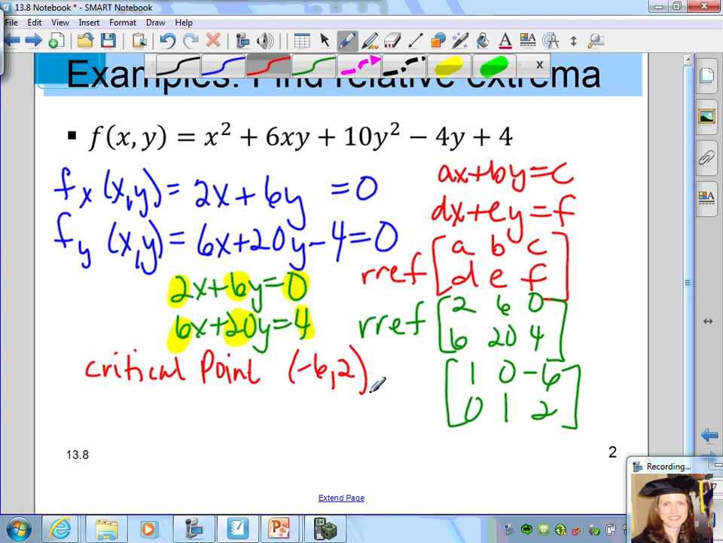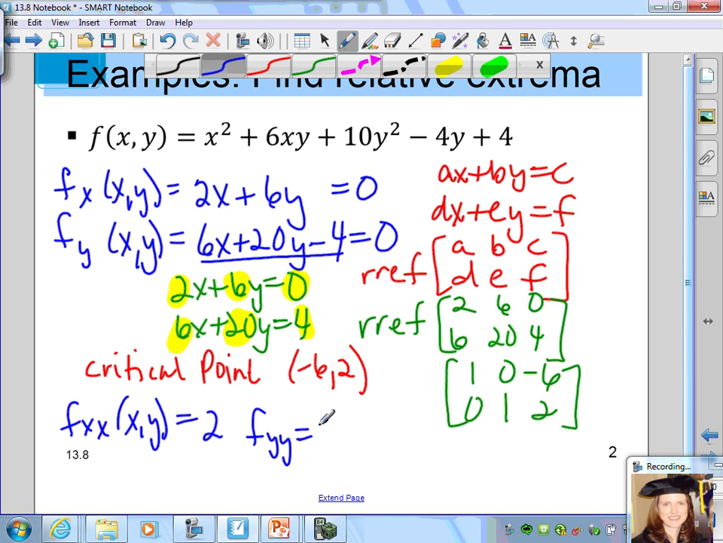Now we need to find the higher order partial derivatives. We want to find fxx. Take the first partial derivative with respect to x again to get 2. You want to find fyy. The partial derivative with respect to y and y again is 20. And then the mixed partial derivative fxy is equal to, taking the partial derivative of this with respect to y, 6.